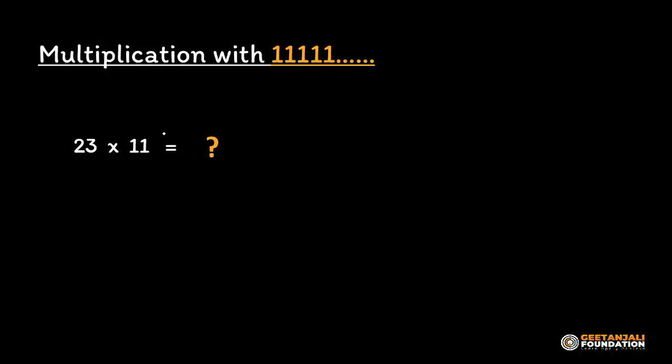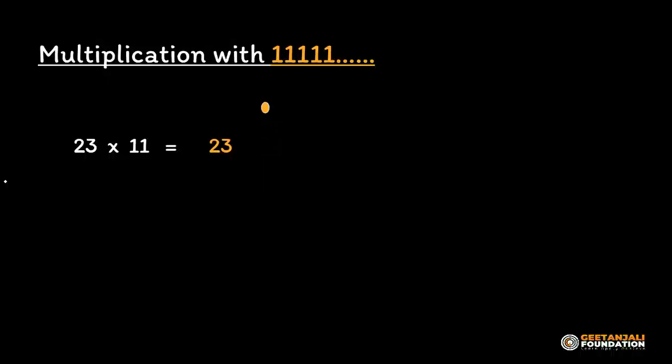Only ones will be there in the multiplier. So here 23 is the multiplicand and 11 is the multiplier. So let's start our calculation. What we do in this case is first count the number of ones in the multiplier. So there are 2 ones in the multiplier.